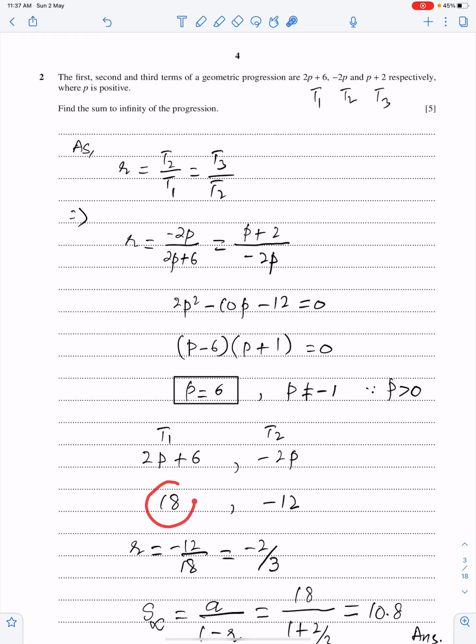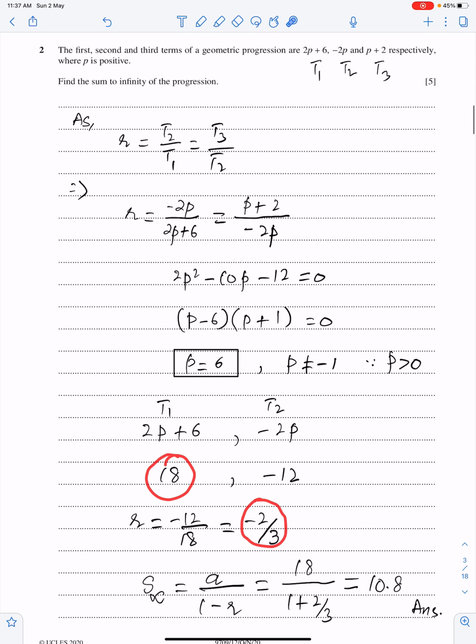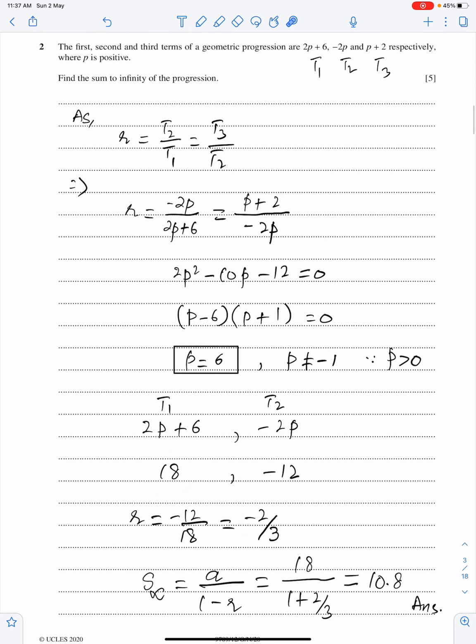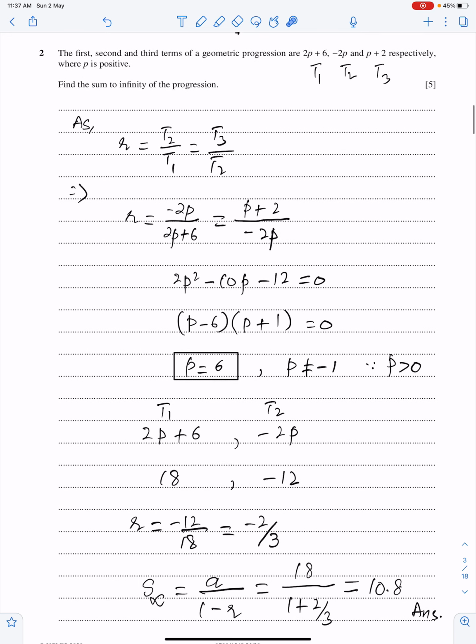After getting the first term and the value of R, we can easily find the sum to infinity of this GP. This is the formula of sum to infinity. A is 18 and R is minus 2 upon 3, so this will become 18 upon 1 plus 2 upon 3. This is the final answer. Make sure you remember this formula for three consecutive terms of a GP.